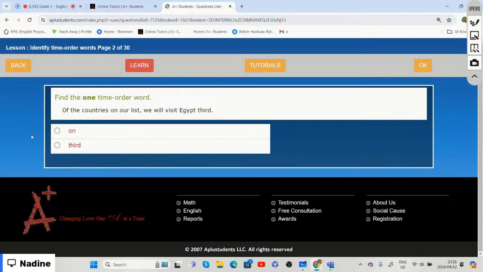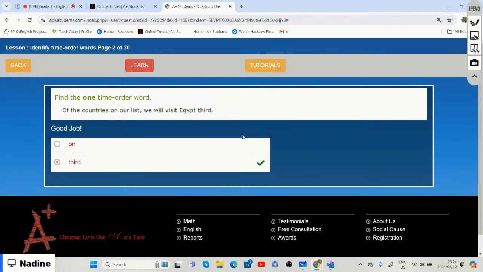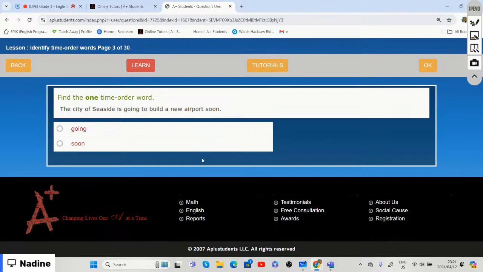All right, and if we choose our one time order word, then we will say it is third, right? It's like saying first, second, third. So third. Well done. Third is correct.